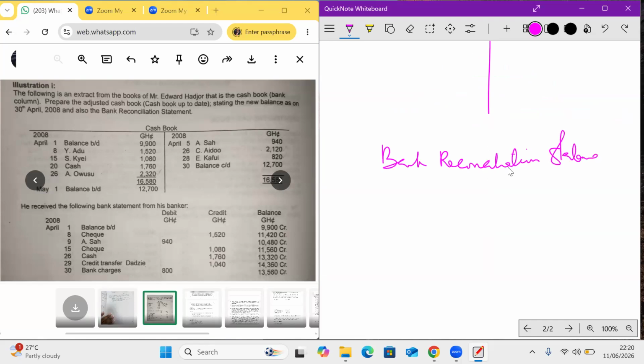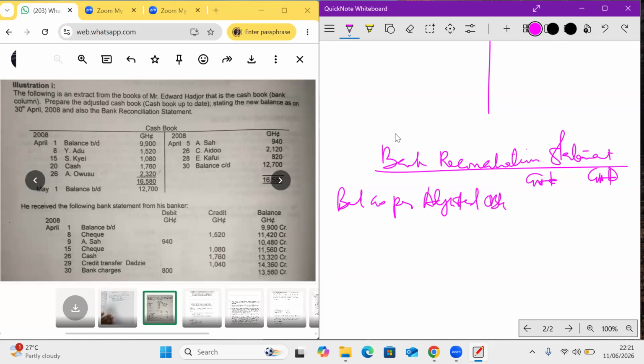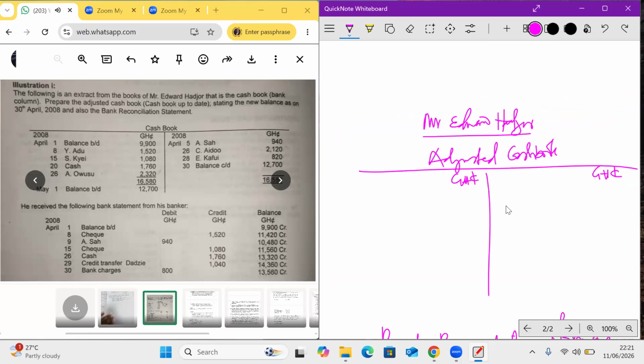Leave some space below there. Then I write here Ghana cedis. Then here in the adjusted cash book, I write balance as per adjusted cash book. I don't know what my balance is going to be, whether debit balance or credit balance, but let me write something there. Balance as per adjusted cash book. And in my adjusted cash book, I write the Ghana cedis.